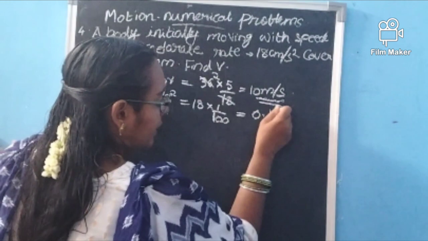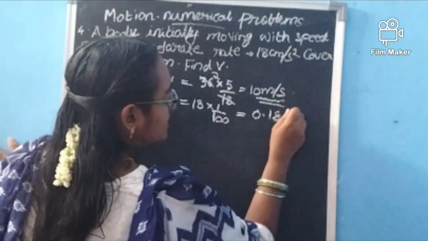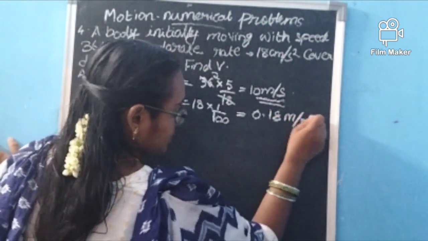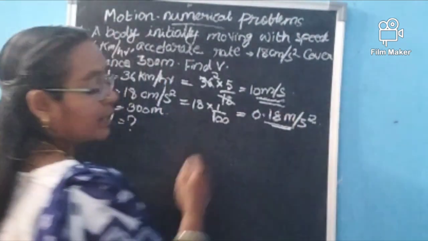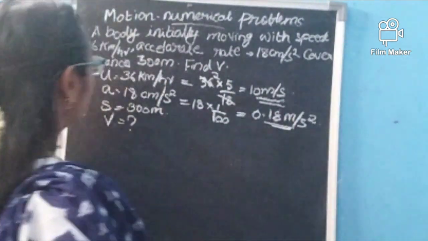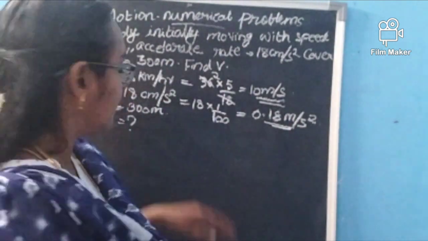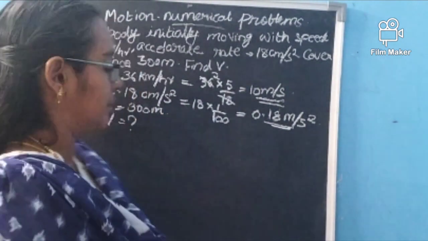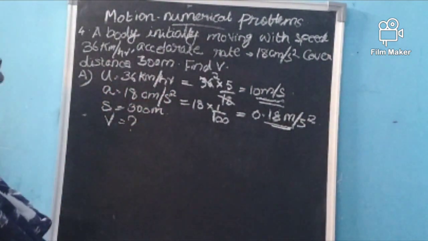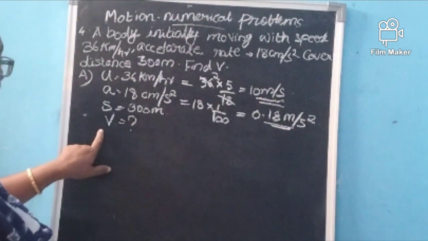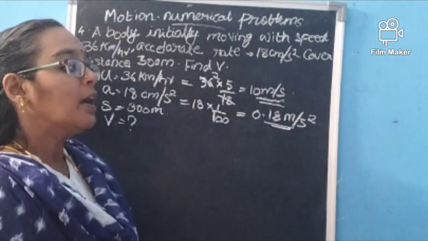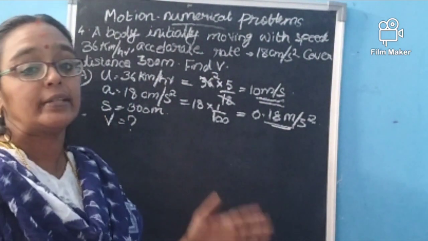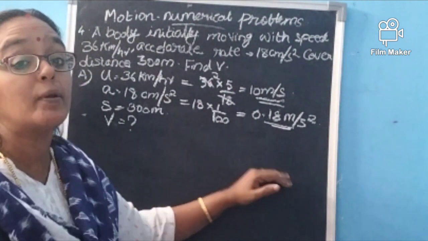0.18, isn't it? Meter per second square. This will be our acceleration. Then S is given. It is in meter only, so no need to convert. Up to this extent, we changed, and we have to find the final velocity. Now, apply the equation which is correct, suitable for this.